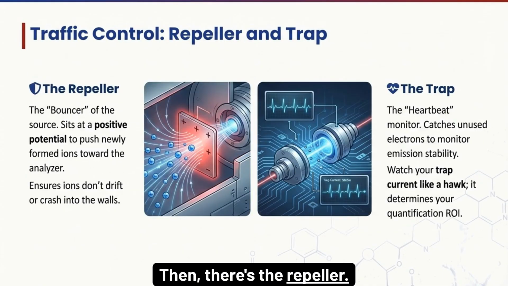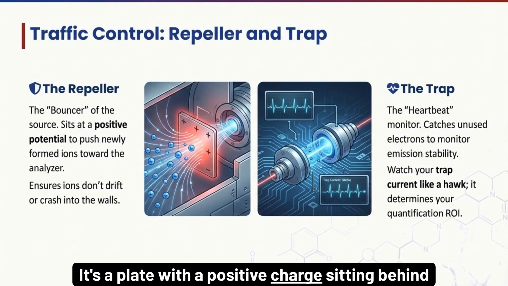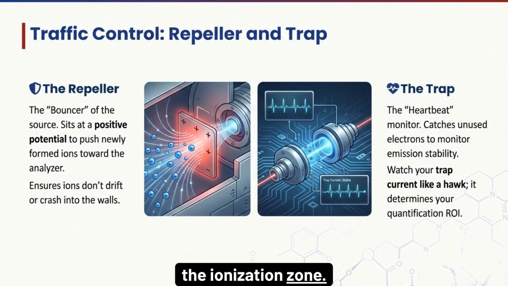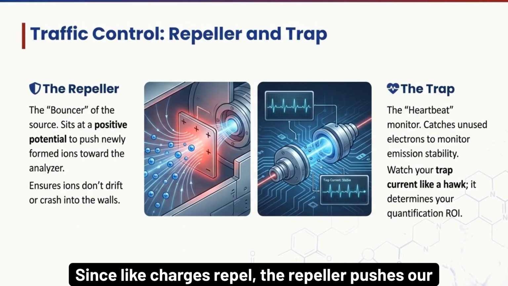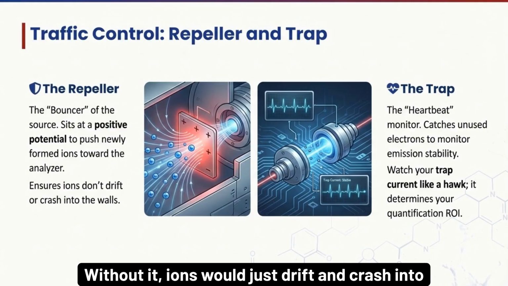Then, there's the repeller. Think of it as the bouncer at the club. It's a plate with a positive charge sitting behind the ionization zone. Since like charges repel, the repeller pushes our positive ions toward the mass analyzer. Without it, ions would just drift and crash into the walls.